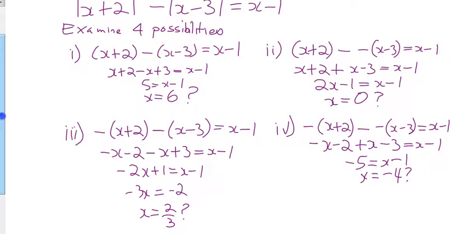And you can do them mentally, kind of, right? You can just throw a 6 in. We're going to show them all formally, but you just keep in mind, you have to check. Okay, so check. The left side is equal to the absolute value of x plus 2 minus the absolute value of x minus 3.